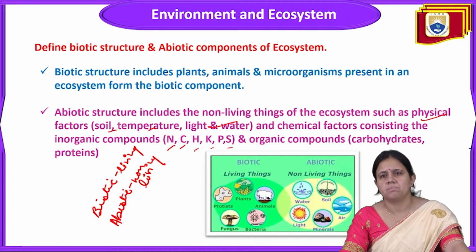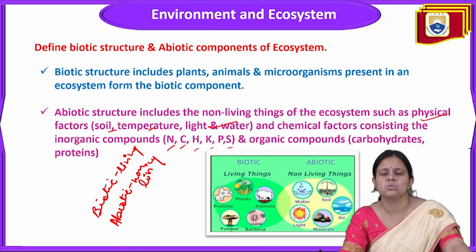So every ecosystem has two components: the biotic component and the abiotic component. Biotic components are the living things present in that particular ecosystem, and abiotic components are the non-living factors of the ecosystem, like physical factors such as soil, temperature, light and water.